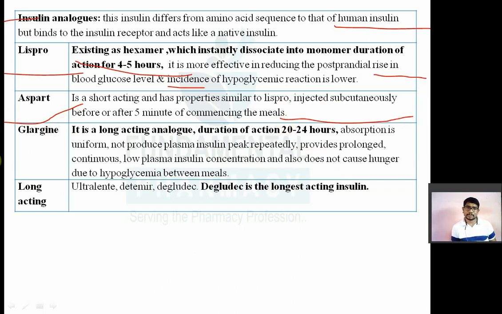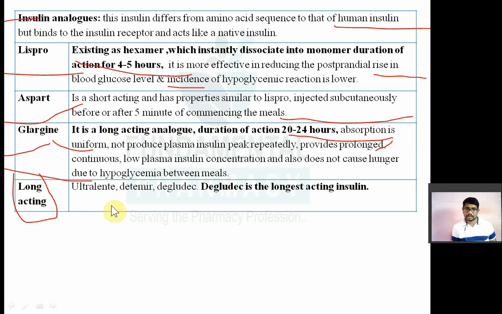Next insulin preparation is glargine insulin. It is a long-acting analog, and duration of action is around 20 to 24 hours. Absorption of this insulin preparation is uniform and does not produce insulin peaks repeatedly. It provides continuous release of insulin, low plasma insulin concentration, and also does not cause hunger due to hypoglycemia between meals.